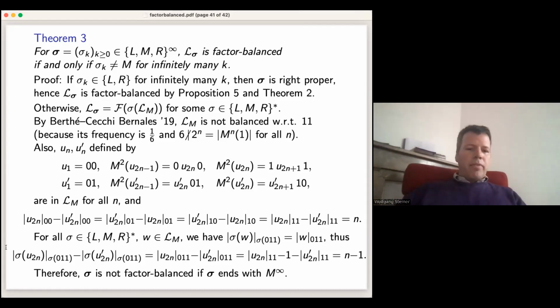And so if we take the difference of the occurrences of factors of sigma of 1, 1 in sigma of U_2n and sigma of U_2n prime, it's the same as taking occurrences here. And since the 2-Morse language, of course, doesn't contain 1, 1, 1, it's the same as counting 1, 1s, except perhaps for a small difference at the beginning. And so we get that this difference is n-1, so it's unbounded. So this proves that all these languages are not factor balanced. And this proves our theorem.